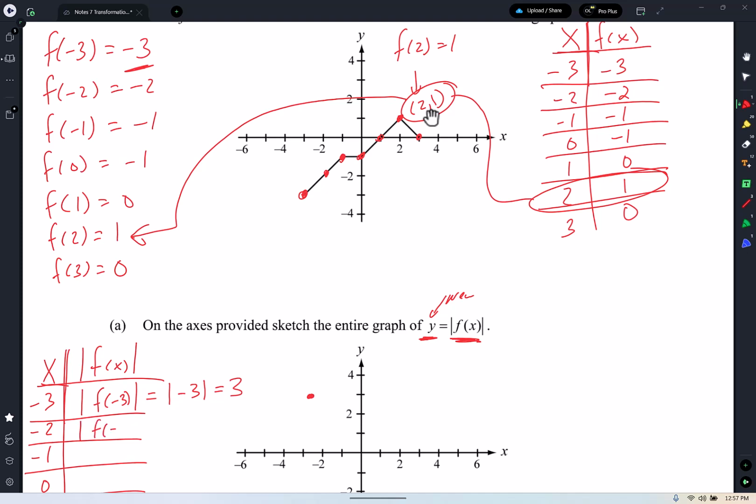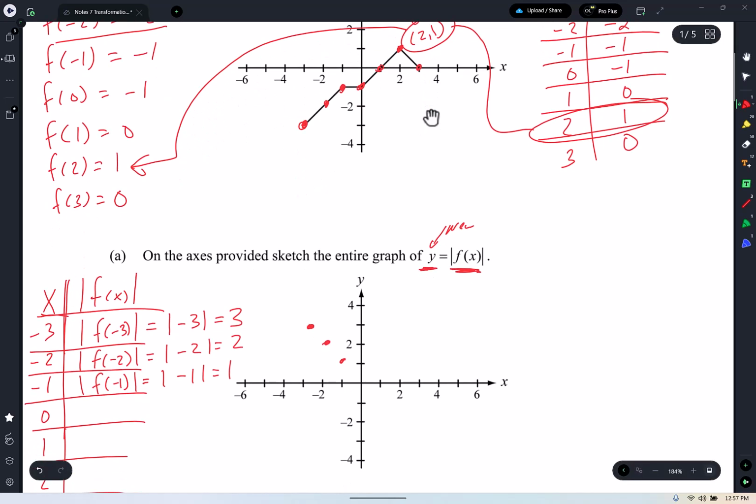Absolute value of f of -2. That was just, according to this, -2. Absolute value of -2 is 2, so -2, 2. Do we see what we're doing, guys? Okay. Absolute value of f of -1. That is just absolute value of -1, which is 1. -1, 1. Absolute value of f of 0. F of 0 was -1, so absolute value of -1 is again 1, so 0, 1 point.